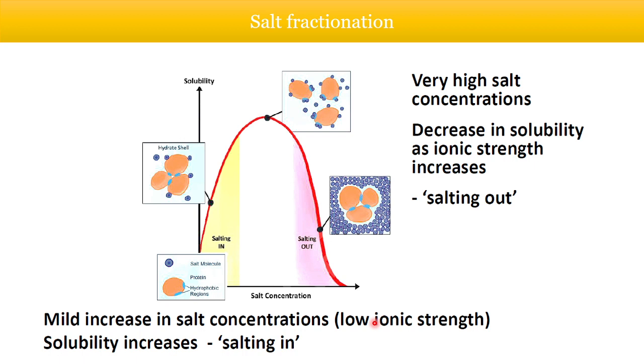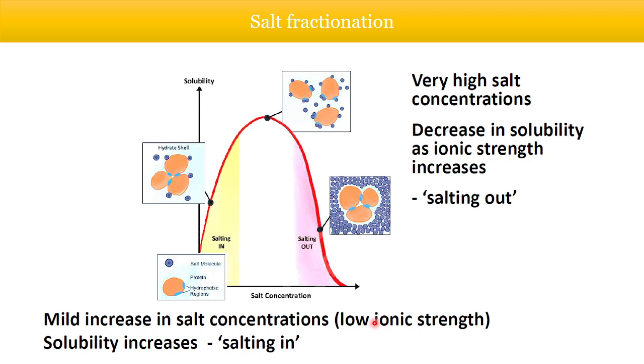So what does that indicate? That very high salt concentrations, that is, a decrease in solubility as the ionic strength increases, is the salting out effect. On the other hand, a mild increase in salt concentration, that is low ionic strength, increases solubility. But if you go very low, that is also the time when your proteins start precipitating. So this is the curve of salt fractionation, where you can see the difference between the salting in effect and the salting out effect. The salting in effect occurs when there is very low ionic strength, or your ionic strength has decreased. Salting out happens when your ionic strength has increased. So if you increase or decrease the ionic strength, your protein starts precipitating.